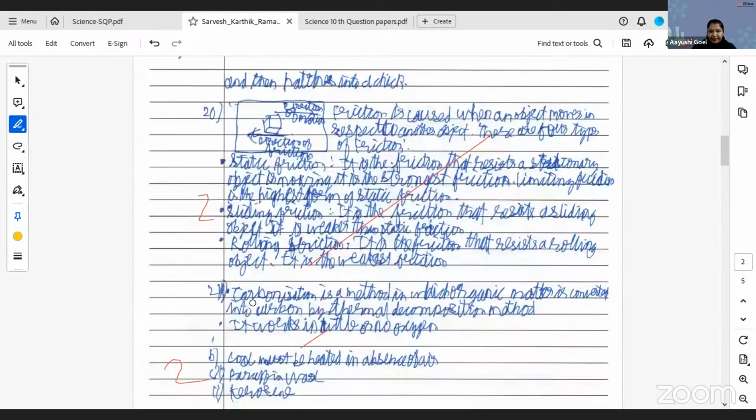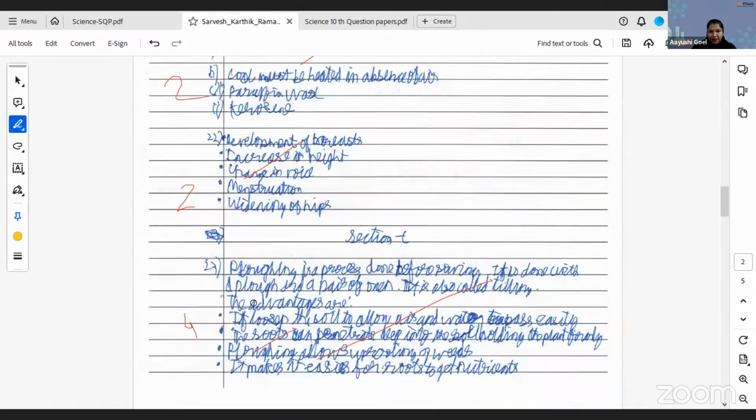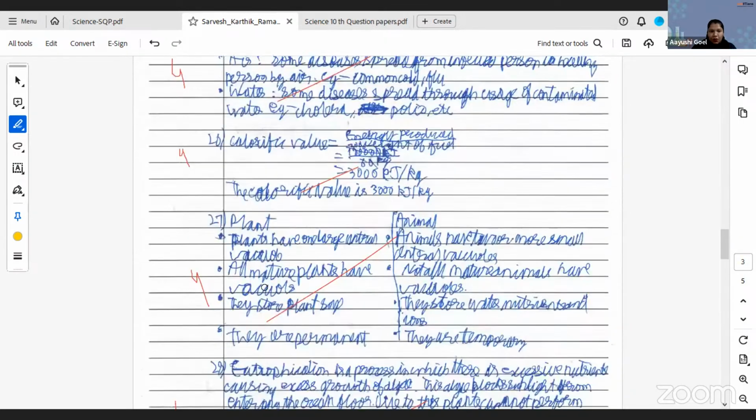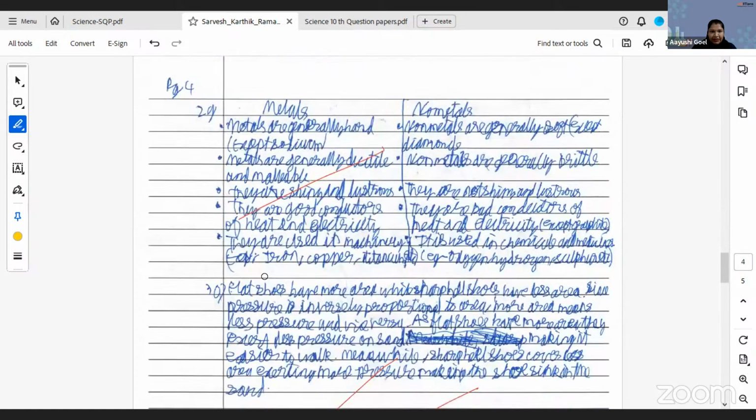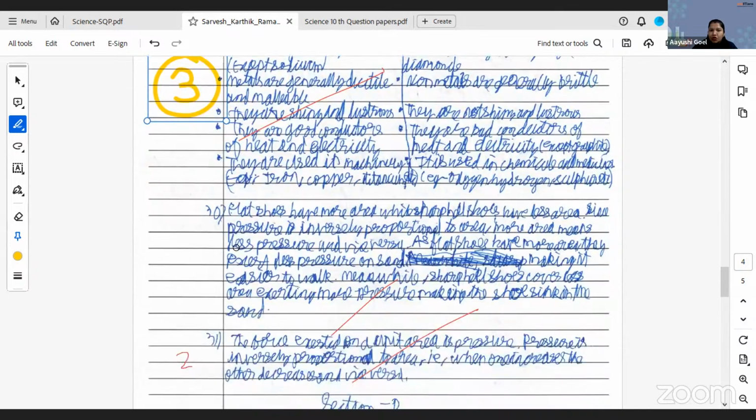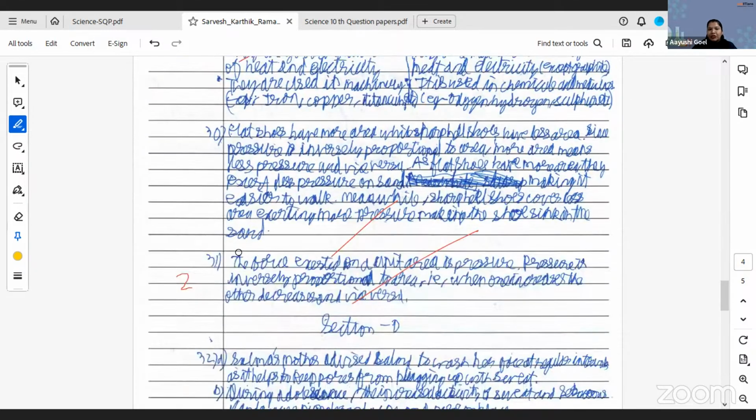The second place where he lost marks was this question. He has written the metals and non-metals points correctly. This is a 4-mark question, but actually I have given him 3 marks. Why? Because when you are writing, the points should cancel out each other. He was not canceling out each other's points. So if you want to score well, write the portions carefully.